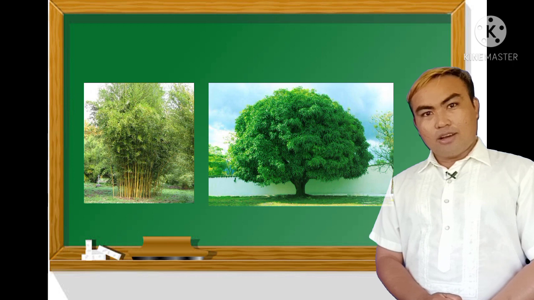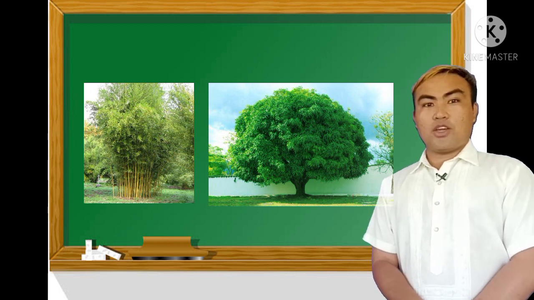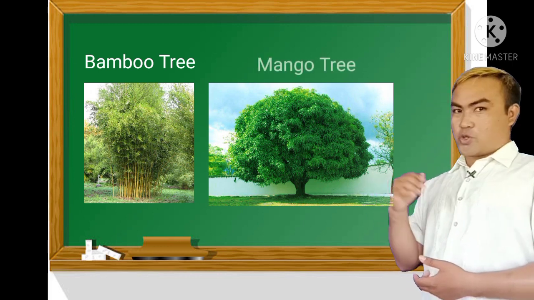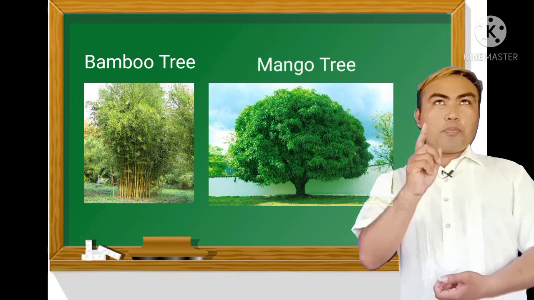What do you see on the pictures? You have there the bamboo tree and the mango tree. Now, I'll be posing a question.